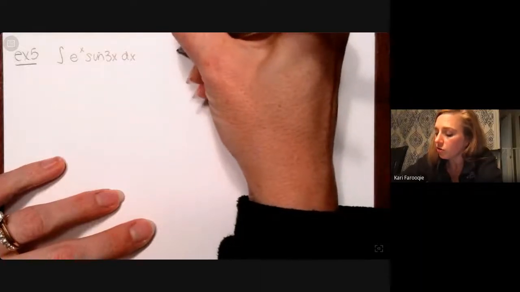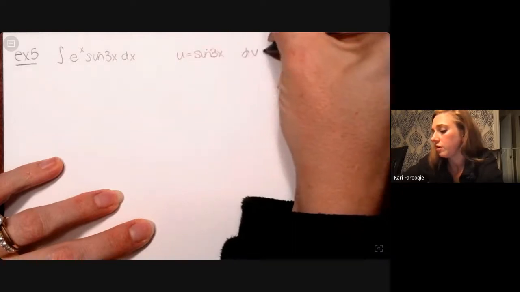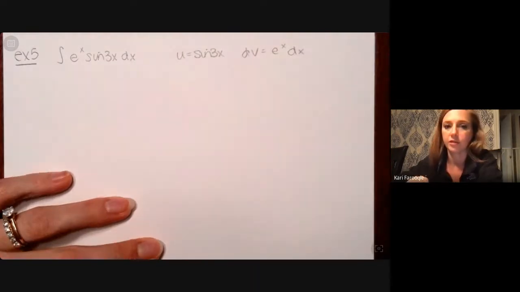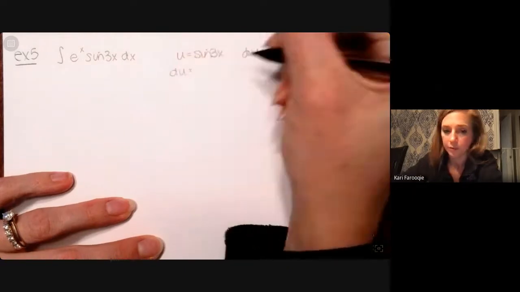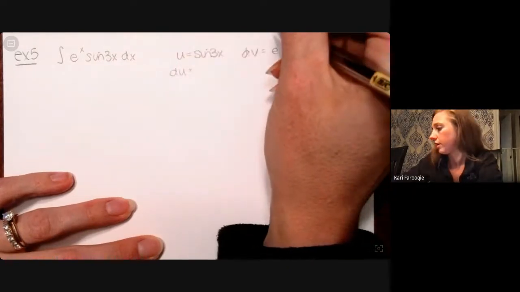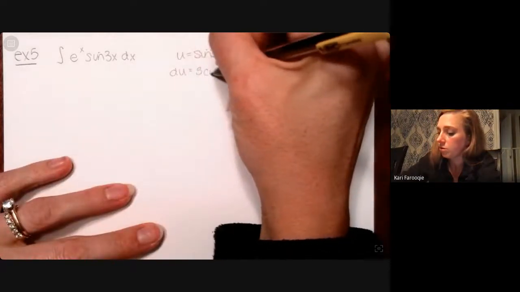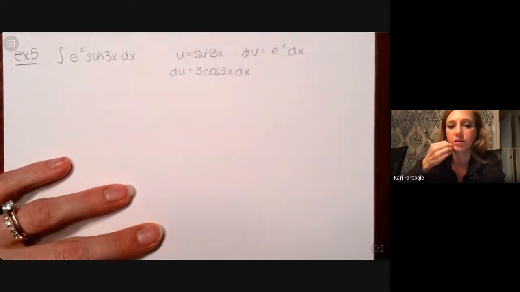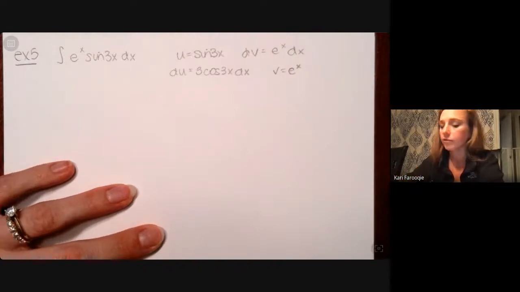So we'll let u be the trig function. And then we'll let dv be the other part of the function, which in this case is going to be e to the x dx. Now, when you take du, remember you have to use the chain rule. So you're not using that integration formula where you're taking 1 over k. This is going to be 3 cosine 3x dx. So you're multiplying by the derivative of the inside function. And then v is just e to the x because the integral of e to the x is e to the x.